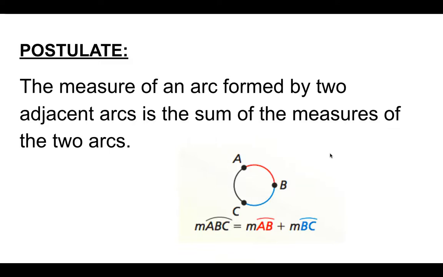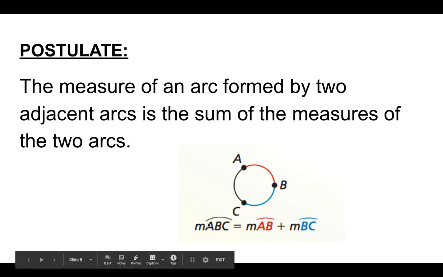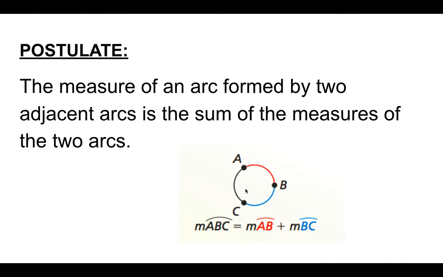Continuing on with this postulate, the measure of an arc formed by two adjacent arcs is the sum of the measure of the two arcs. So all this is saying is that if we look at arc ABC, so A, B, C, and if we knew the measure of arc AB, we could just add it. If we knew the measure of arc BC, we could add the two together and that would give us the complete measurement of the arc.